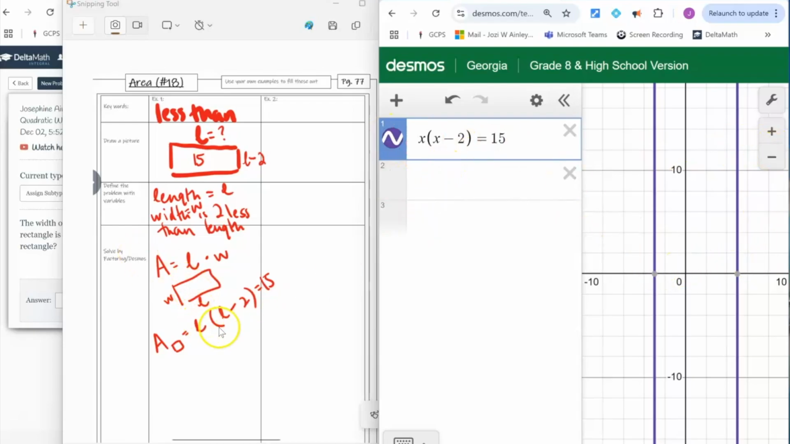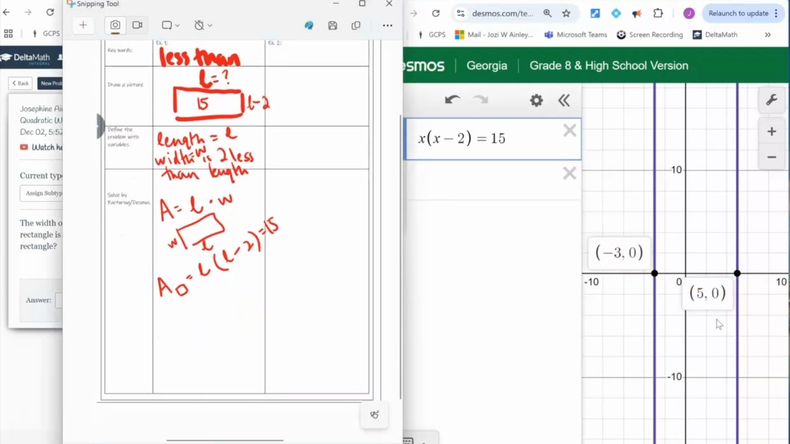So how do I find my two solutions? They're right here, right? So L is -3 and L is 5. So I'm going to come right here and go, L could either be -3 or +5. Now let's think about this. Could the length of a rectangle be -3? No. So that answer doesn't make sense.